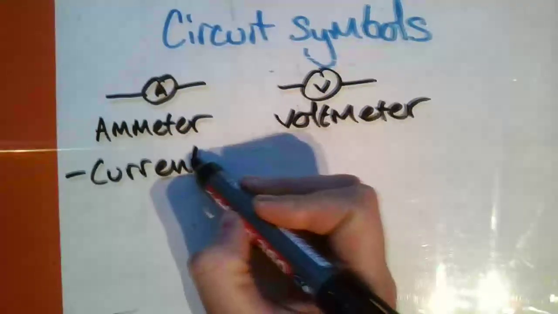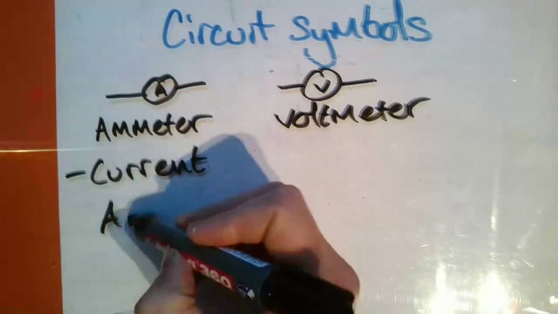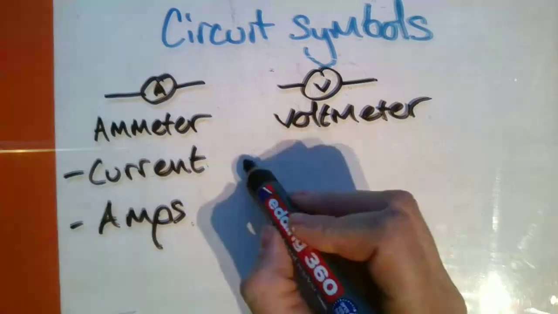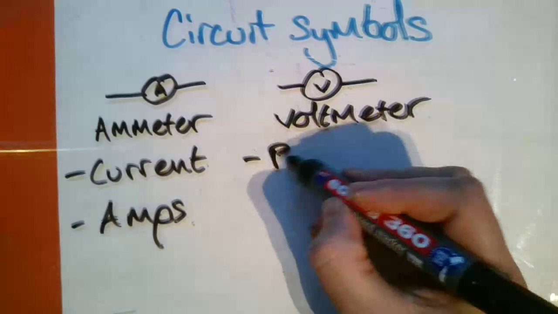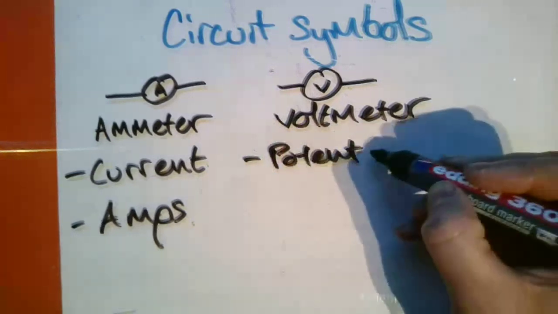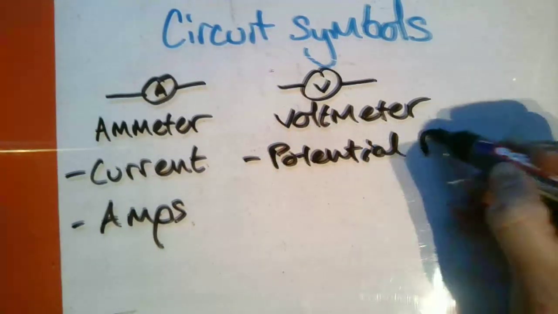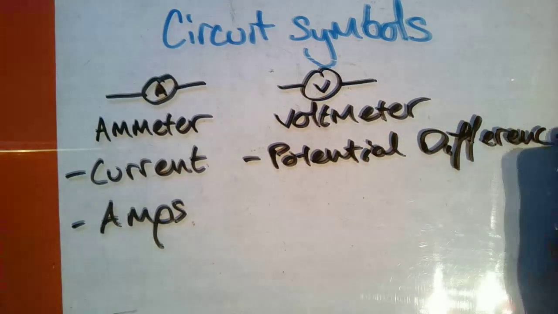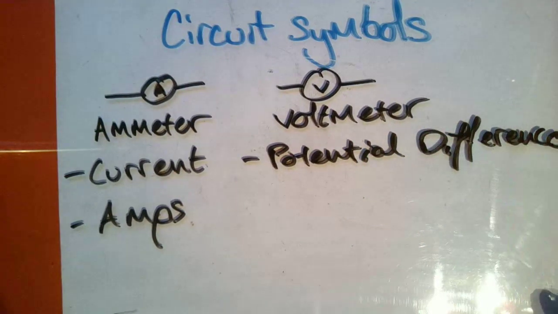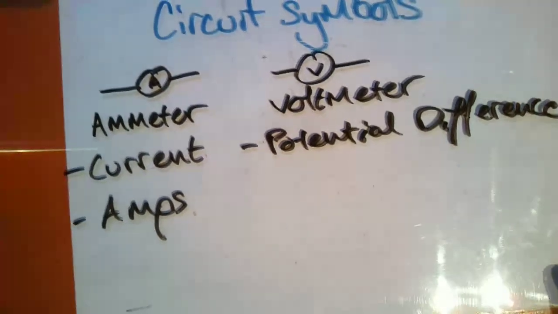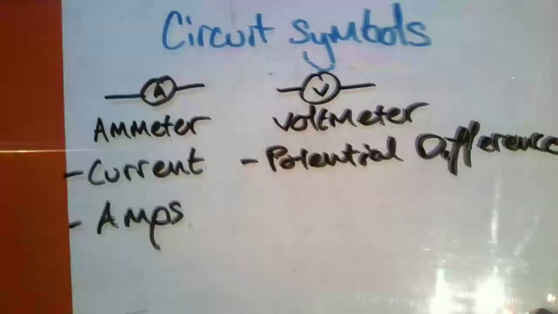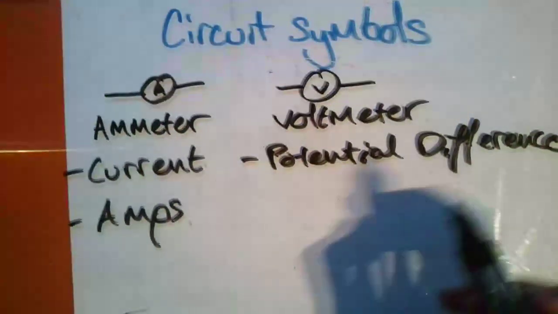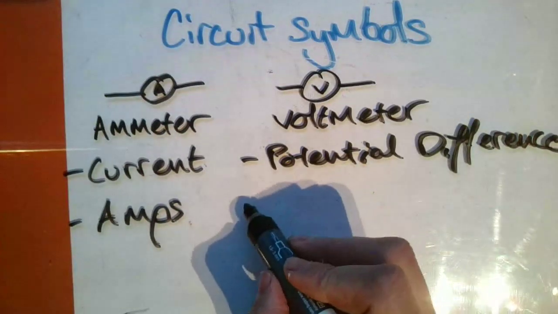Now an ammeter is used to measure current. It measures it in amps. Nice and easy to remember. A voltmeter measures potential difference, which is also known as voltage. And then the voltmeter is measured in volts.